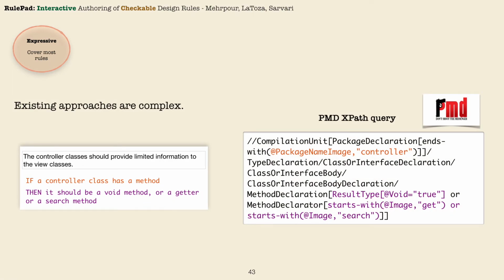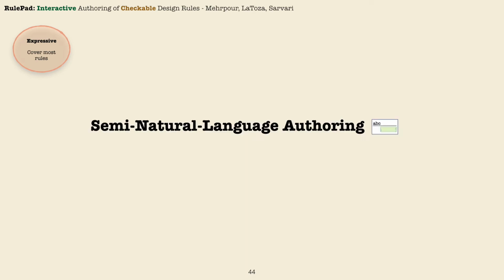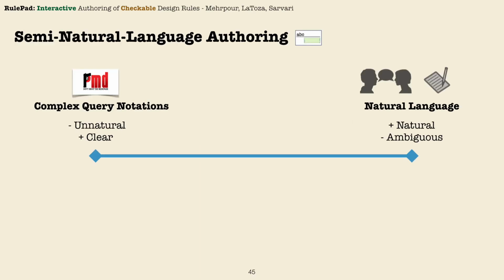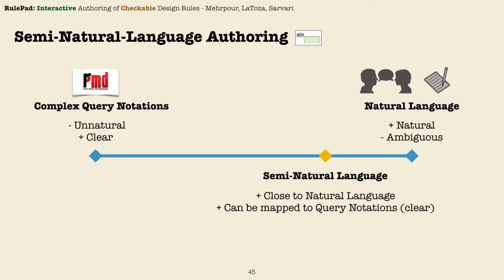Some tools try to address this issue by introducing complex query notations like PMD. But the query notations are unnatural and hard to learn and understand. So we introduce a new technique, semi-natural language authoring. In this approach, design rules are expressed in a semi-natural language, which is close enough to natural language so that it can be understandable to developers. And also, the rules can be mapped to query notation so that they can be unambiguous and the tools can check the rules.